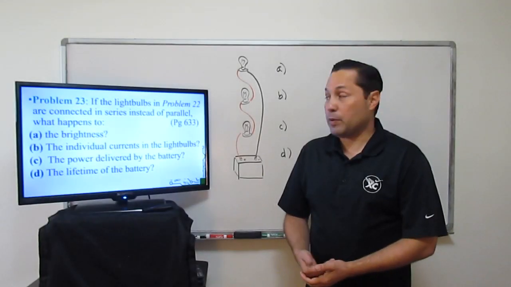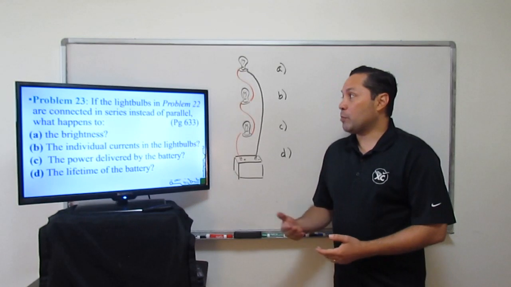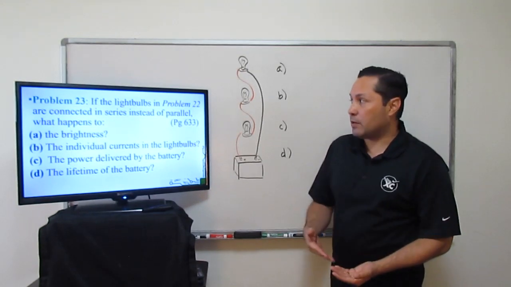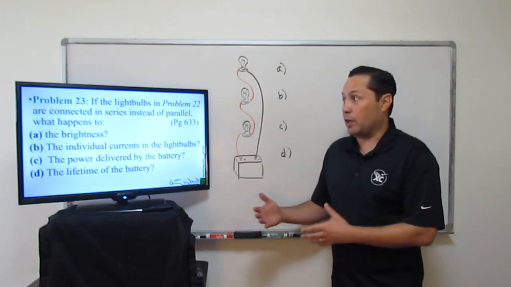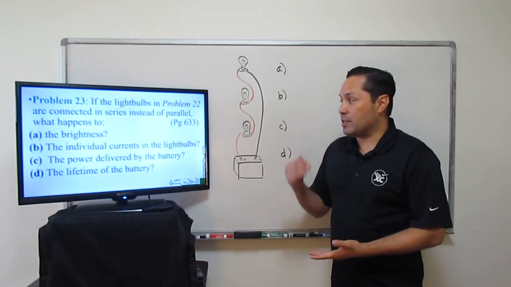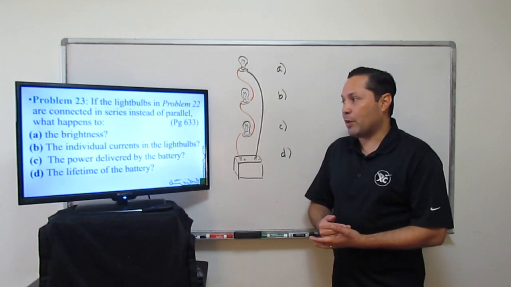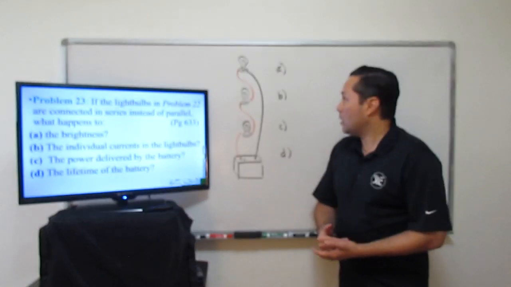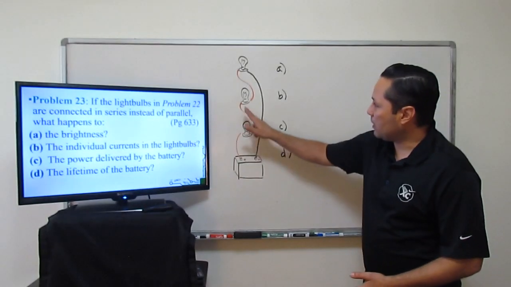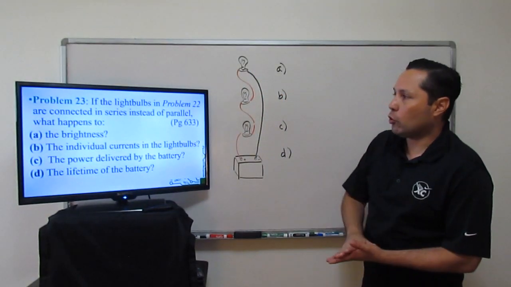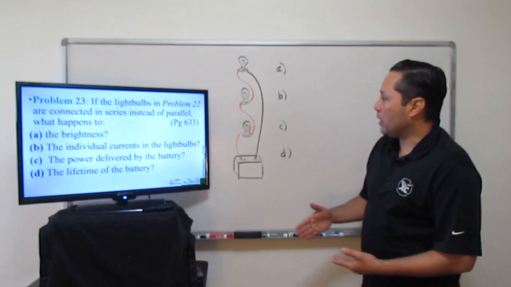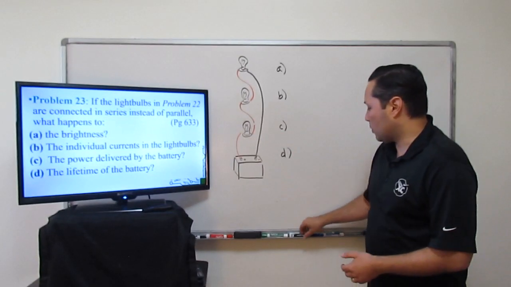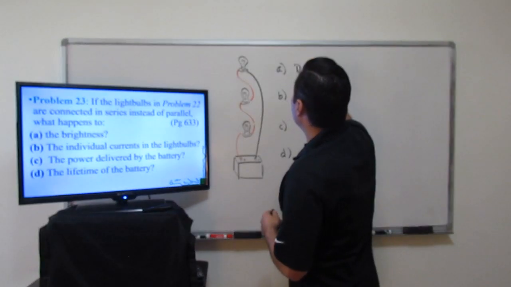In problem 23, we're asked the following. If the light bulbs in problem 22 are connected in series as opposed to being in parallel, what happens to the brightness, the individual currents, the power delivered by the battery, and the lifetime of the battery? All right, so now notice that they are in series. Let's start with the brightness. The brightness would actually decrease. So I'm going to go ahead and write that down.